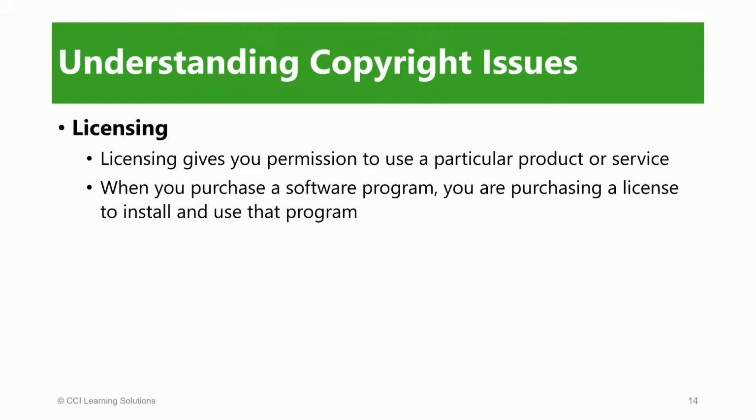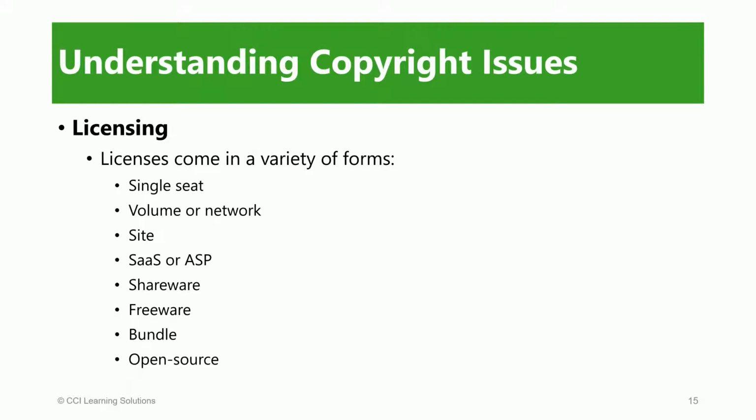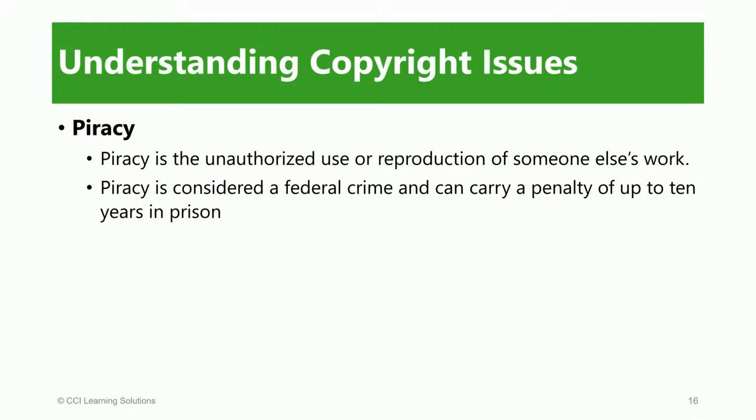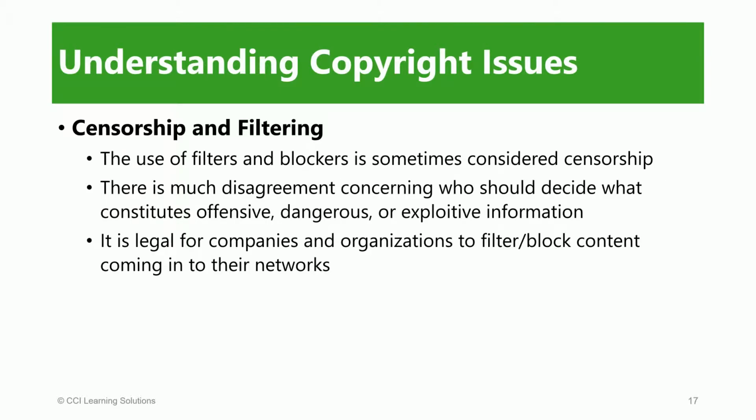Licensing. Licensing gives you permission to use a particular product or service. When you purchase a software program, you're purchasing a license to install and use the program. Licenses come in a variety of forms: single seat, volume or network, site, SaaS or ASP, shareware, freeware, bundle, open source. Piracy. Piracy is the unauthorized use or reproduction of someone else's work. Piracy is considered a federal crime and can carry a penalty of up to 10 years in prison.